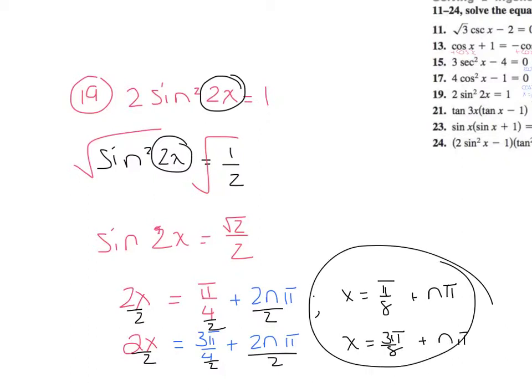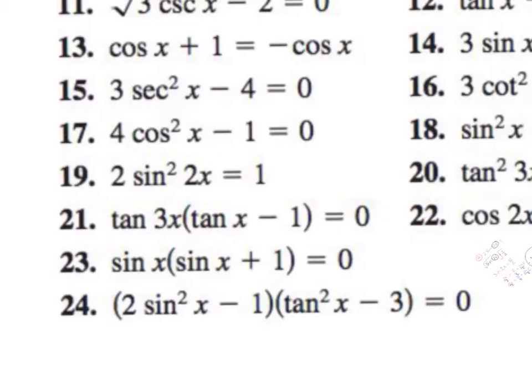So here are the solutions for number 19. That's the only additional step for multiple angles. You temporarily suspend it, and then at the end you say that multiple angle equals whatever it was, however you approach the problem, and then get rid of that multiple angle. Alright, so let's go back here.